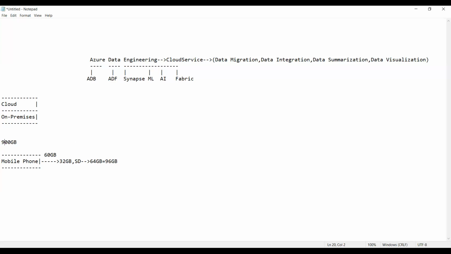External hard disk. But now you choose the external hard disk and you store the 900 GB. That is fine. Now, one fine day, what happened? You lost your mobile phone. Now tell me, will this 96 GB of data be lost permanently, or can you recover it back? Lost permanently. You cannot recover it back.